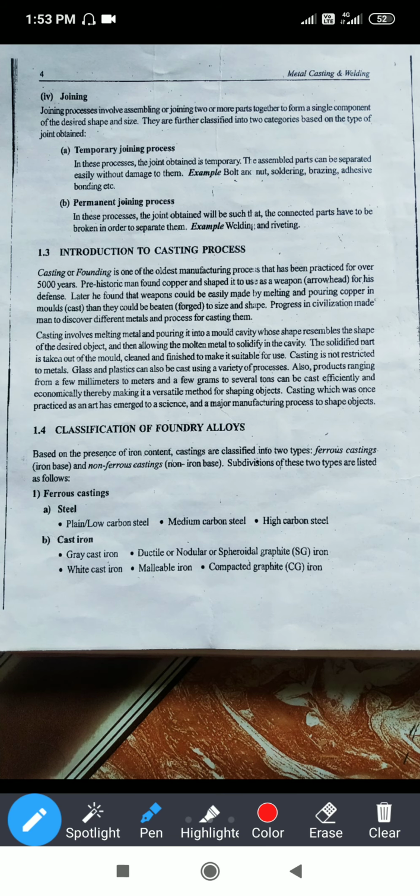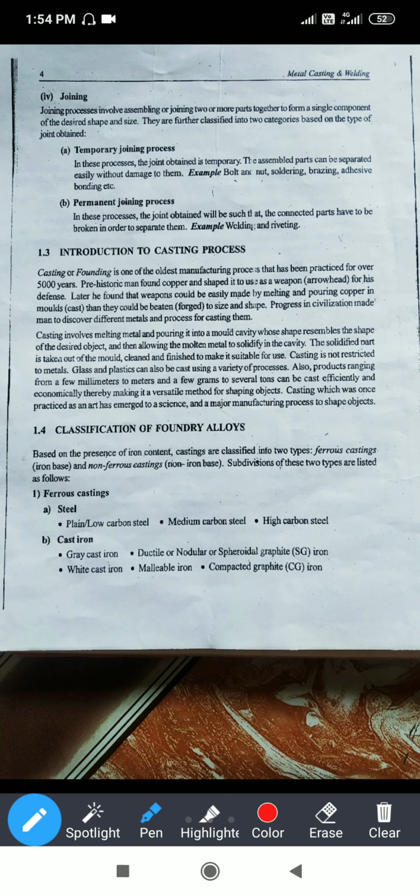Now the fourth one is joining. What do you mean by joining? In this also there are two categories, temporary and permanent joining. Before going into the details, we'll see the highlights of joining. The joining process involves assembling or joining two or more parts together to form a single component of a desired shape and size. They are further classified into two categories, temporary and permanent joints.